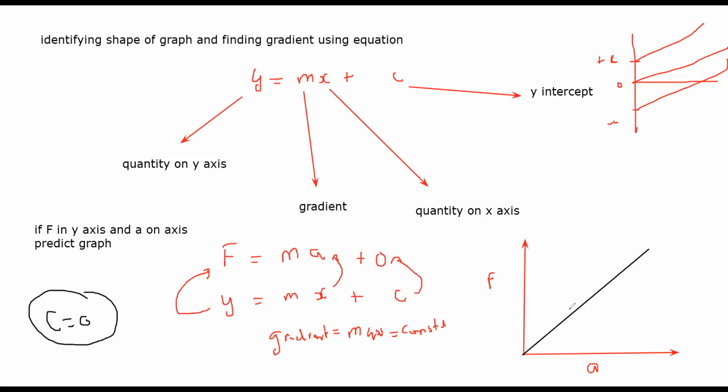Is it clear? Is it clear, this part? What will be the shape of the graph? So like this, you will have different equations and you have to work out what the gradient will be. Another example I'll give related to this.